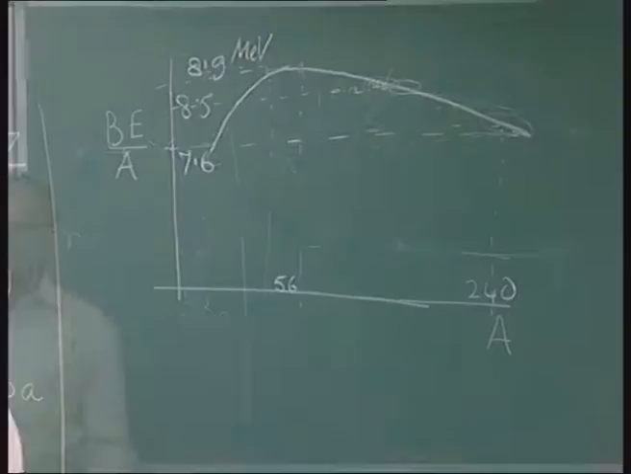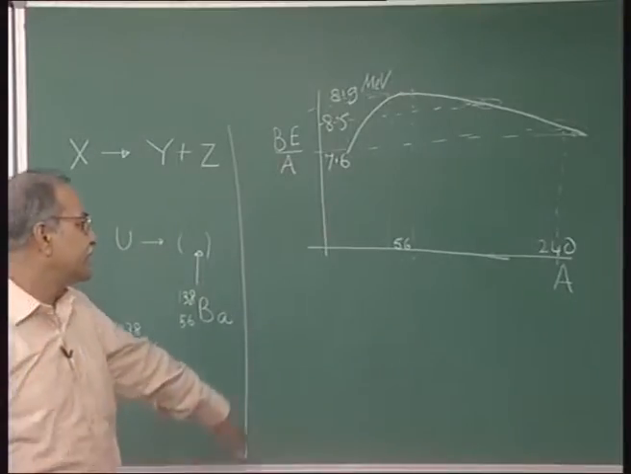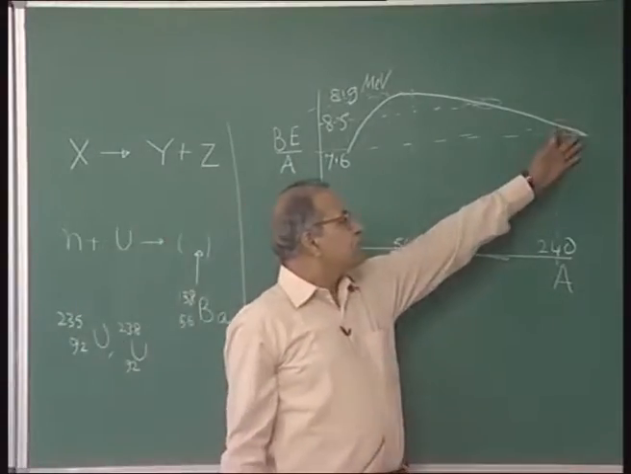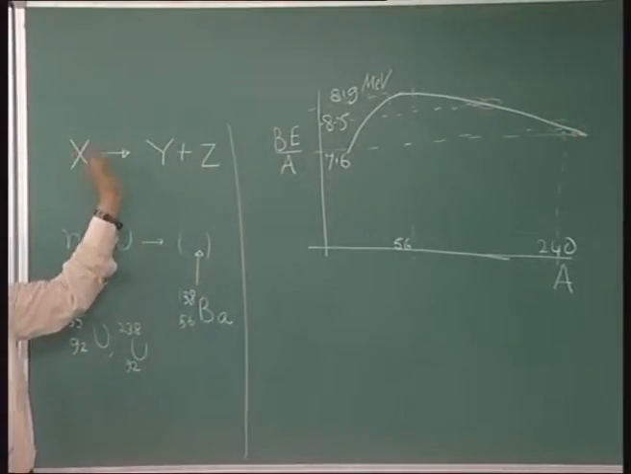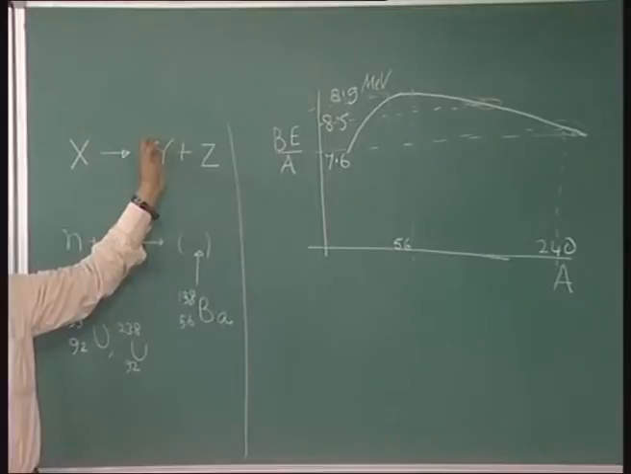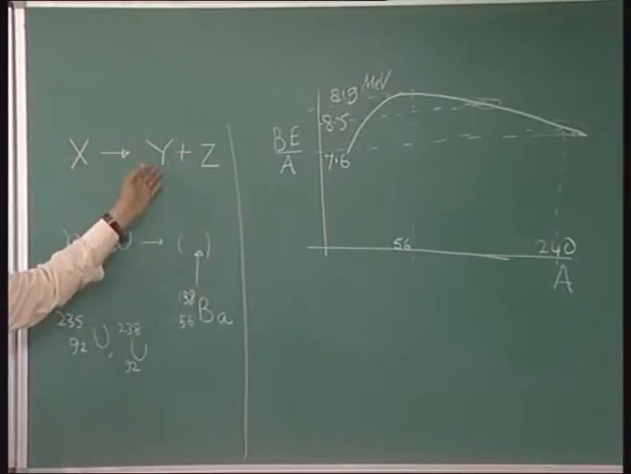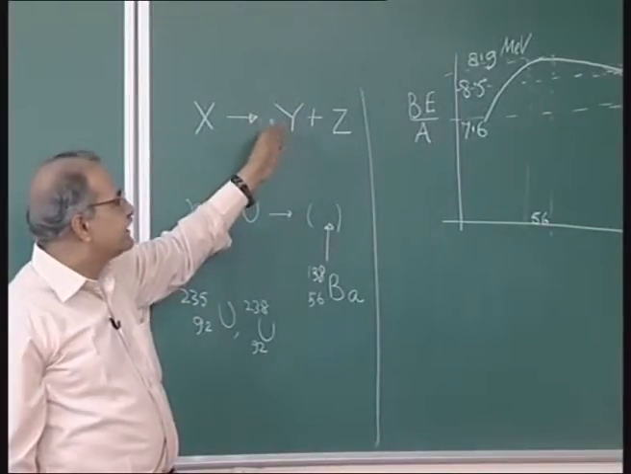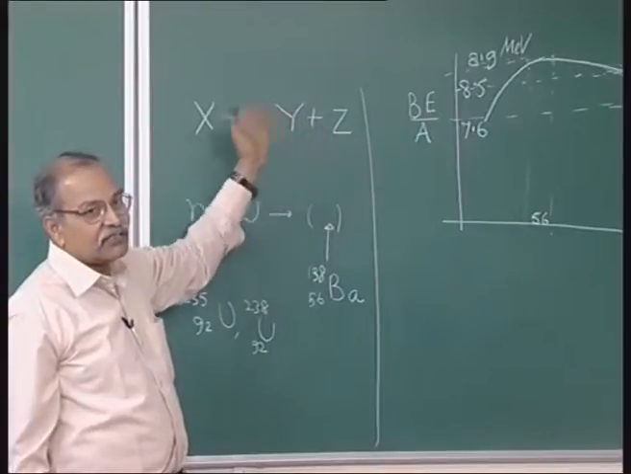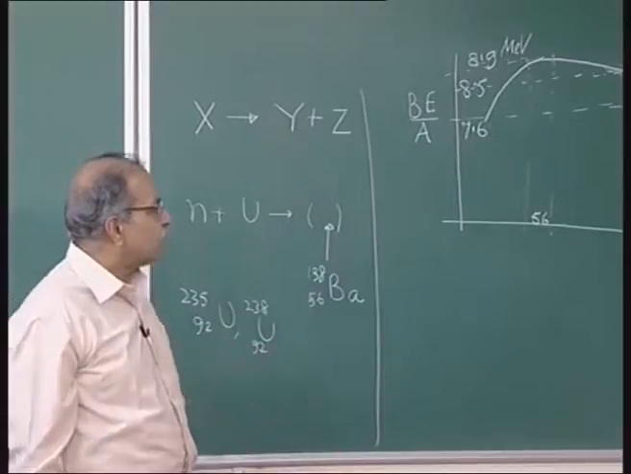So, first look at the rest masses and the energies. If you have a heavy nucleus in this range, and if you look for a reaction of this type, where this X goes into Y and Z, 2 nuclei of roughly equal masses, then what is the Q value? Q value positive or Q value negative? Does the rest mass decrease or increase in this reaction? So, very simple to calculate.